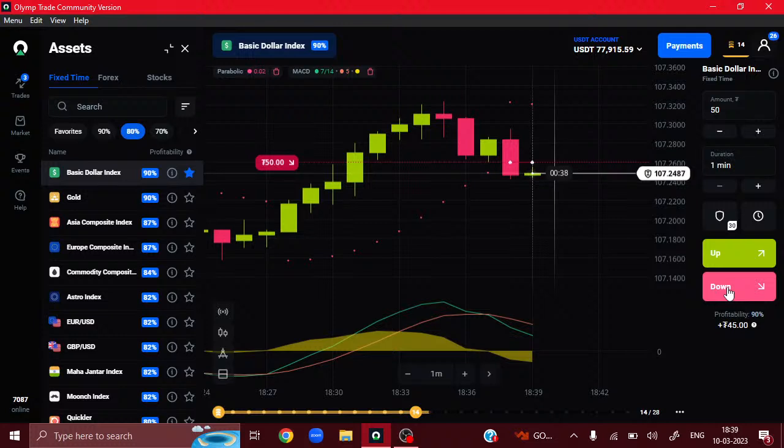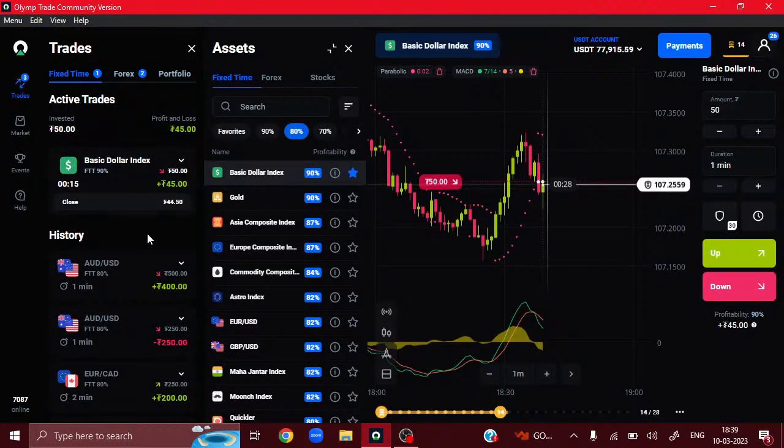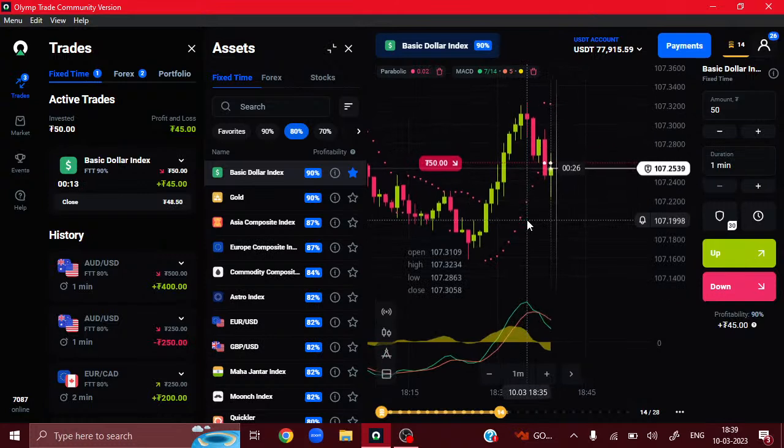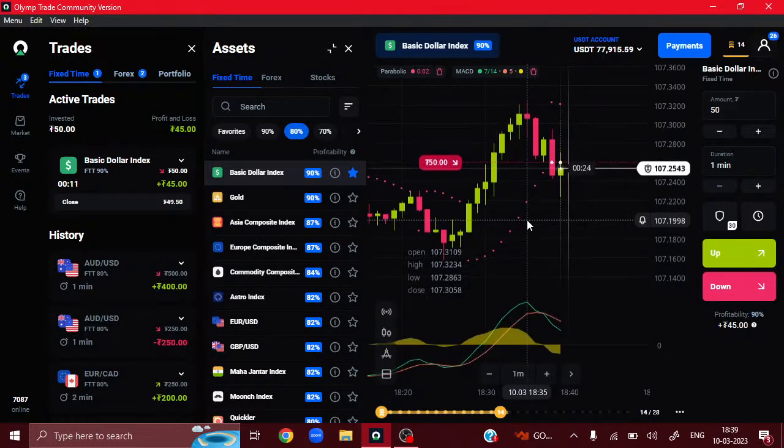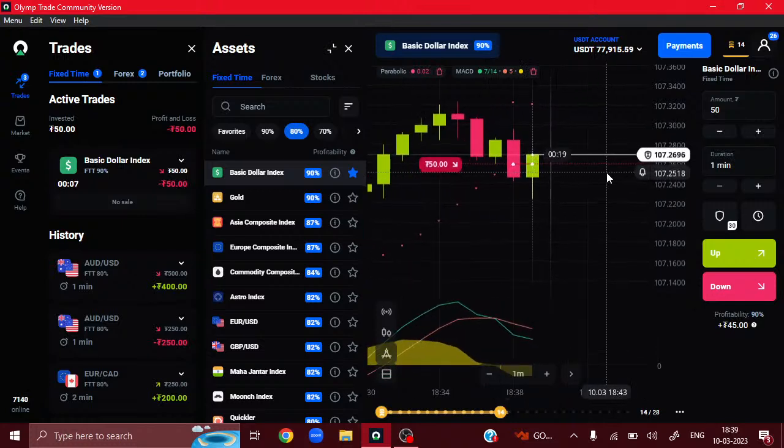So we have entered into the trade here. If we win this trade, guys, then I will continue with the same amount, and if we lose this, then I will increase the trade amount for the next trade. So let us wait for this trade to close.